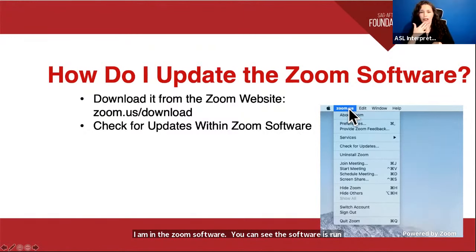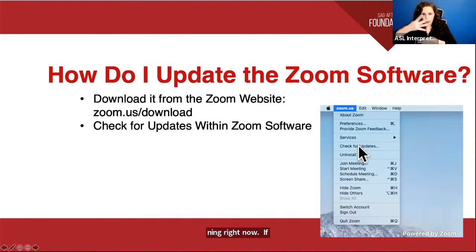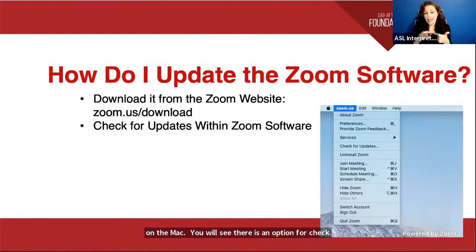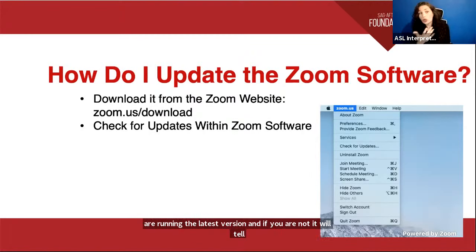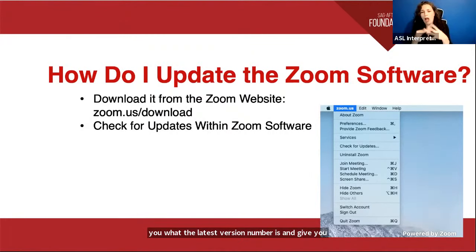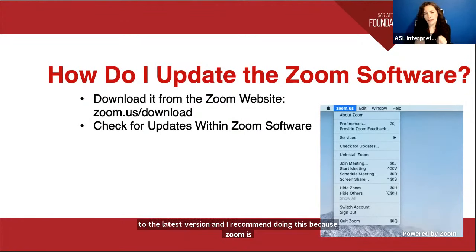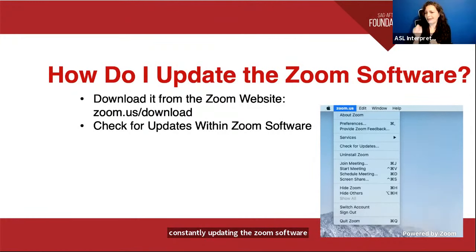And then if you click on that zoom.us menu on the Mac, you'll see that there's an option for check for updates. And if I click on that, the Zoom software will then ping the Zoom website, make sure that you're running the latest version. And if you're not, it'll tell you what the latest version number is and then give you the option of updating your software to the latest version. And I recommend doing this because Zoom is constantly updating the software, so it's running as smoothly as possible, but also to give you all the new features and updates that they provide.